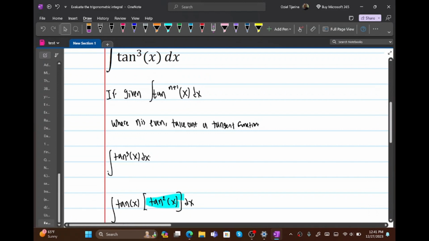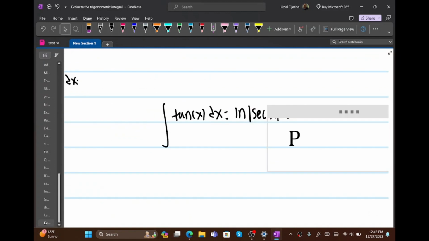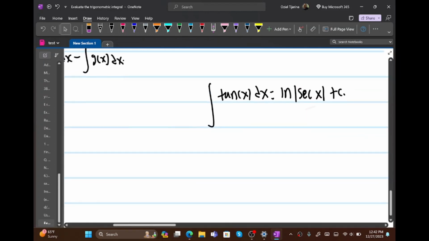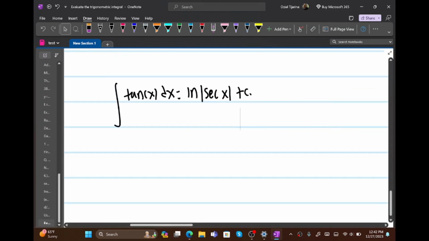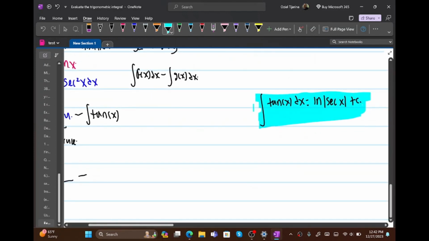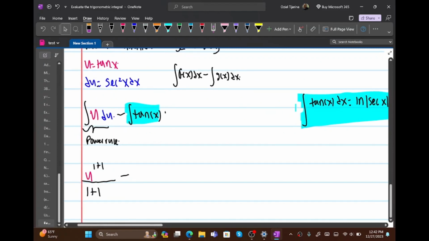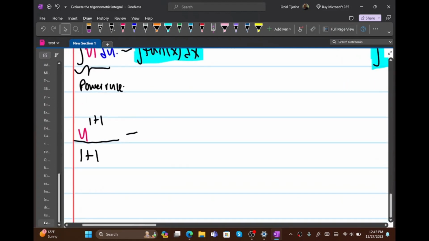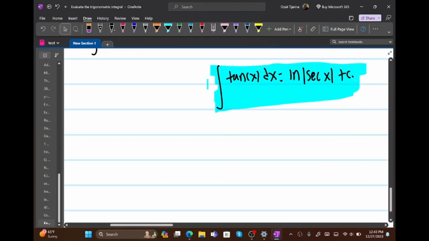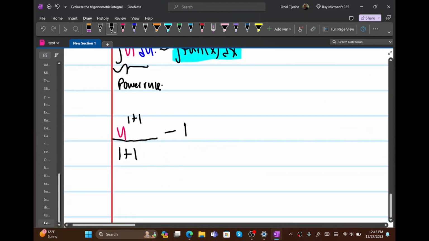Let me go ahead and see what it was, guys. Okay, so this is the integral for tan x. Again, if you're not sure how I got that, I do have a video on how to do that. That is what we're going to put in for the integral of tan x over here. So all in all, it's going to be minus natural log of the absolute value of secant x, and then plus c.